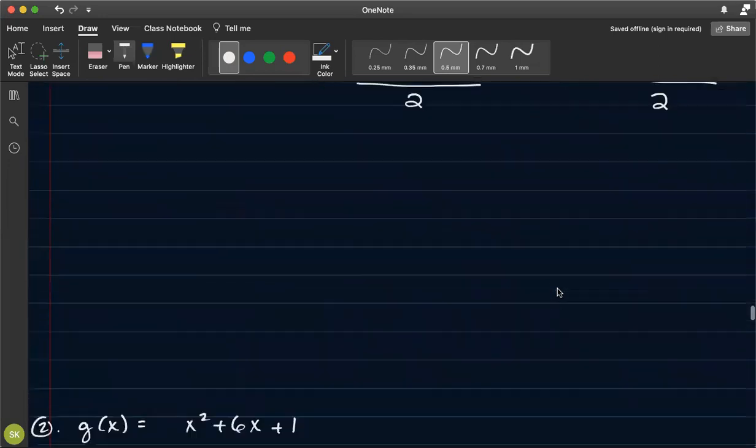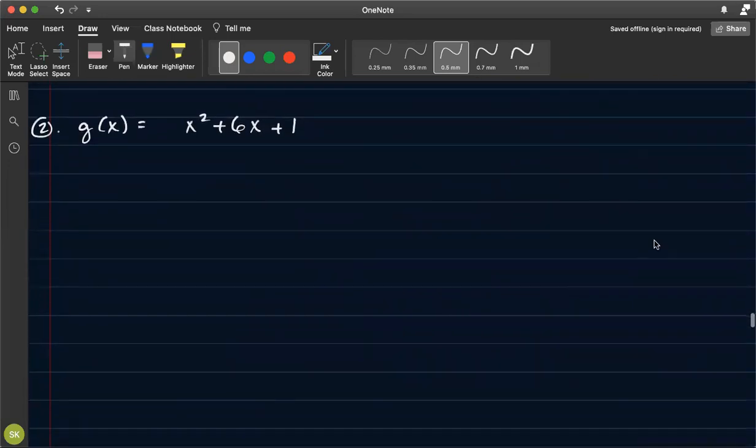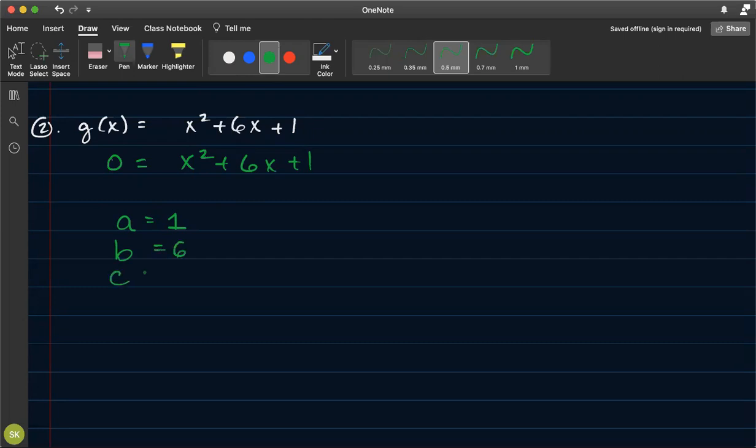Let's try another example. Here I have g of x is x squared plus 6x plus 1. Okay, we need to figure out a, b, and c. We set this equal to 0. Okay, a is the number in front of the x squared, which is 1. B is the number in front of the x, which is 6. And c is the number right here, which is the only thing without the x, which is a 1.